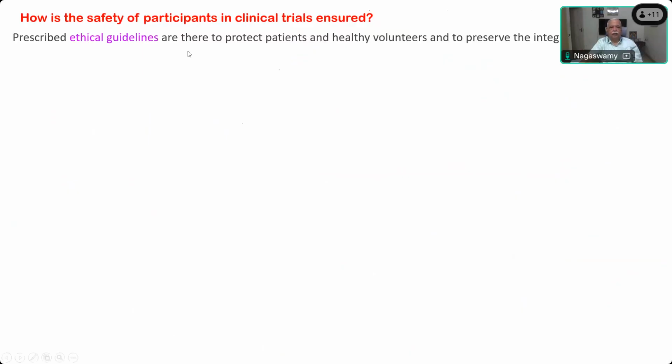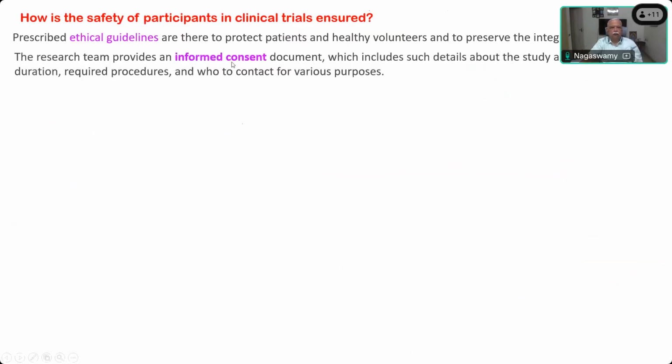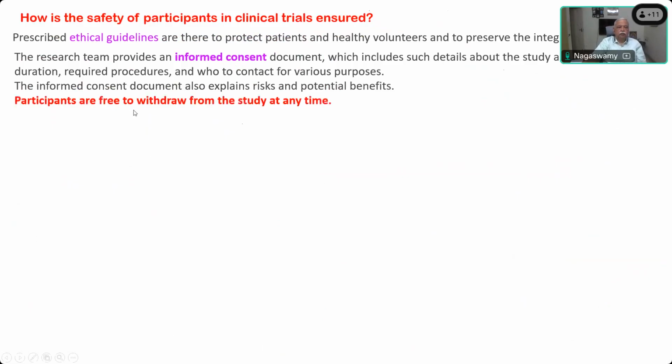Okay, so ethical guidelines are there to protect patients and healthy volunteers. First of all, you must get an informed consent document. The researcher team provides an informed consent, which includes details about the study, the duration, the required procedures, whom to contact for various purposes. Everything is given. The informed consent document also explains the risk and potential benefits. And participants are free to withdraw from the study at any time. Not only on some adverse effects, at any time if they don't feel like continuing, they can go away. So they are called dropouts.